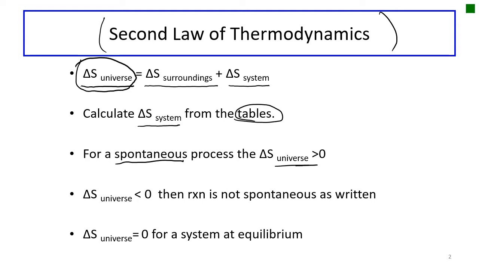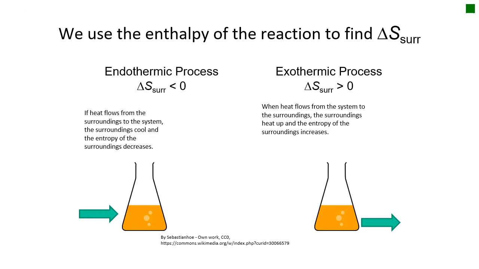If the change in entropy of the universe is positive for some reaction, the reaction is spontaneous as written. If the change in entropy for the universe is negative for a reaction, then it is non-spontaneous. And if the change in entropy for the universe is zero, then the system is at equilibrium. So we know how to get delta S of the system. We look the values of the molar entropies up off the charts and we take the sum times the number of moles of the products minus the reactants. But we need to find delta S of the surroundings.